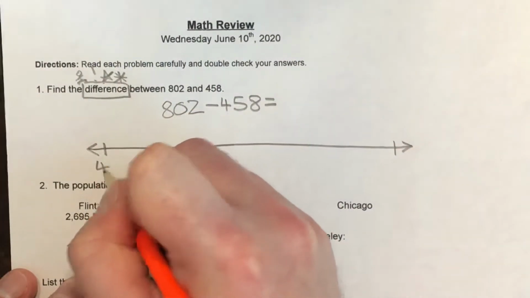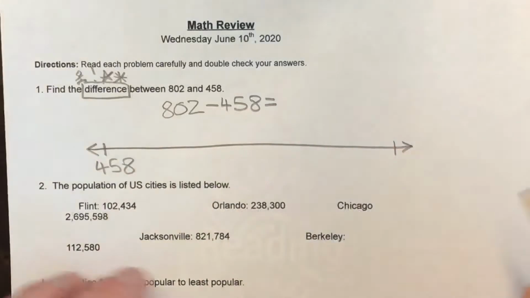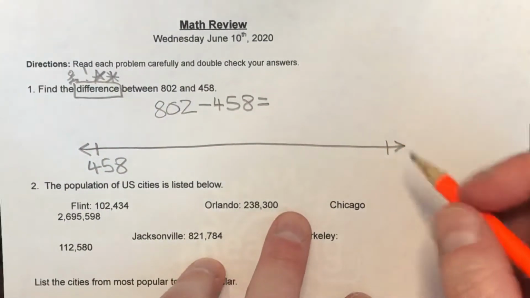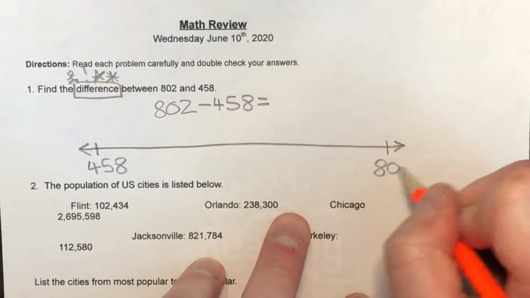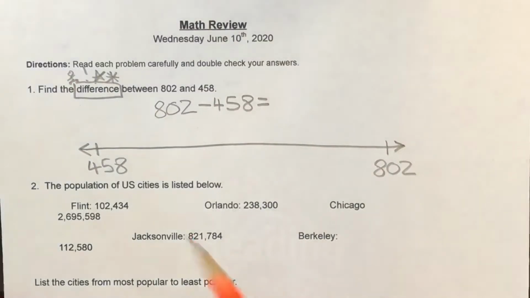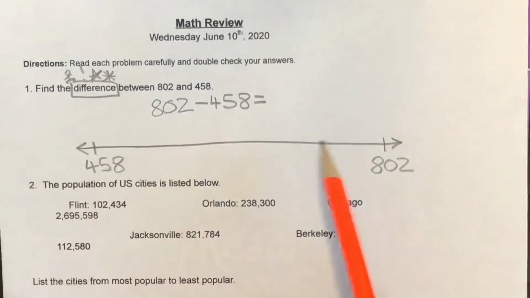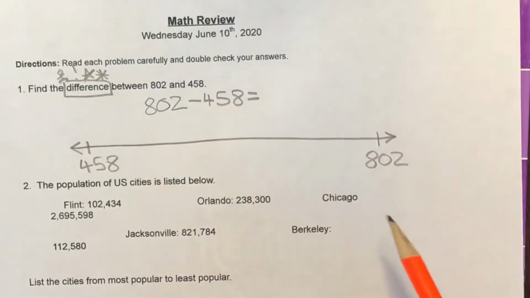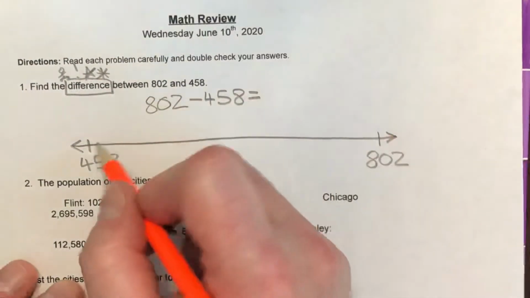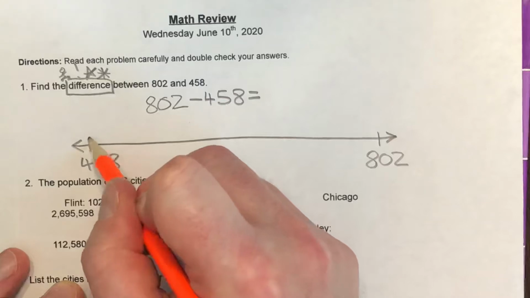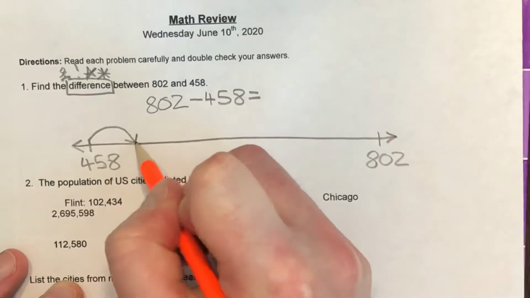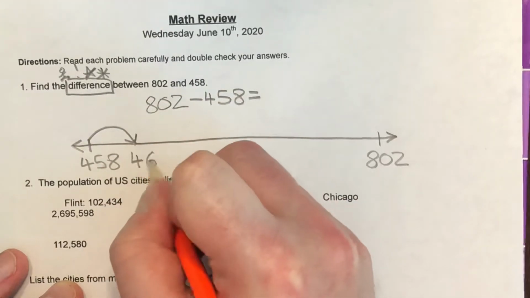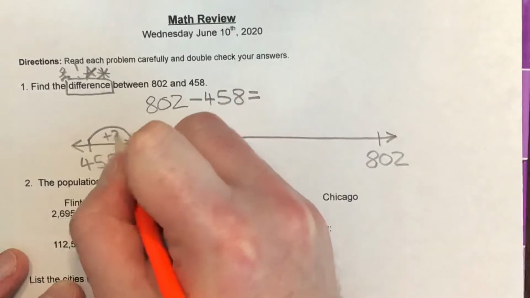So we're going to put 458, which is the smaller of the two, it's one of the parts. We don't know the other part just yet. I'm going to put 802 at the end. Now all I need to do is add my way up to the target of 802. Then I can add together all of my hops and I'll get my answer. So here we go. 458. I'm going to add 2 and that's going to get me to a friendly 10. Now I'm sitting at 460 plus 2.